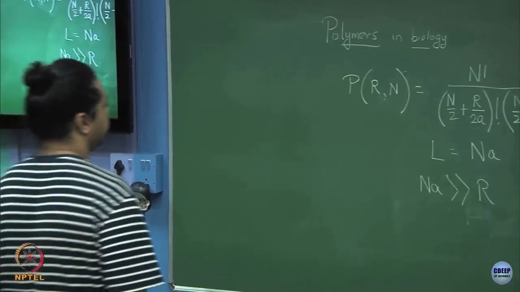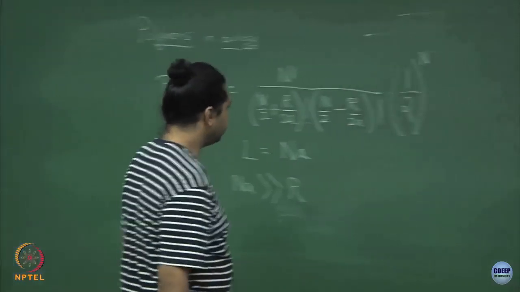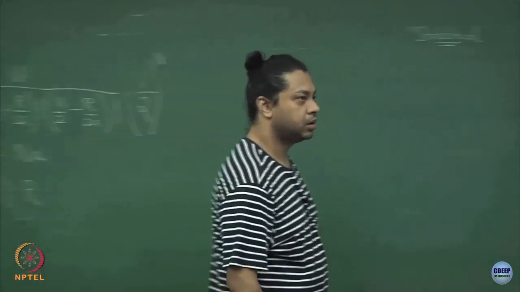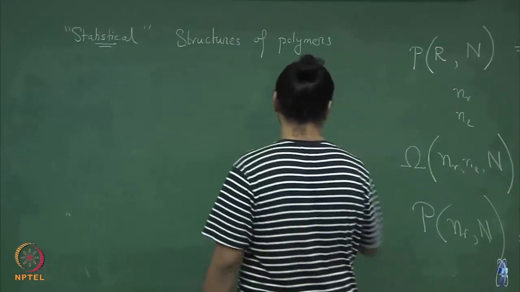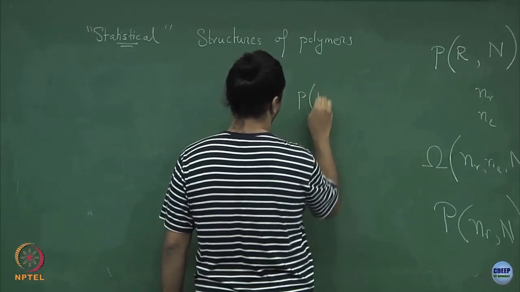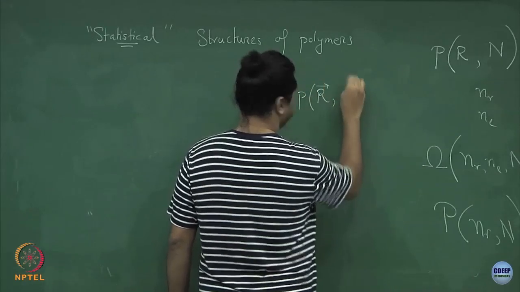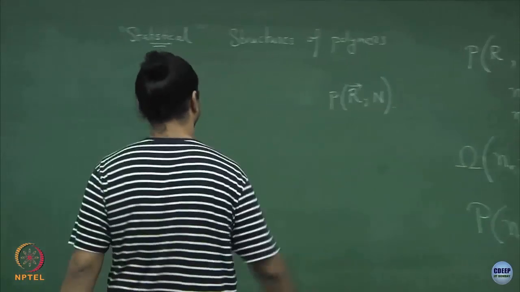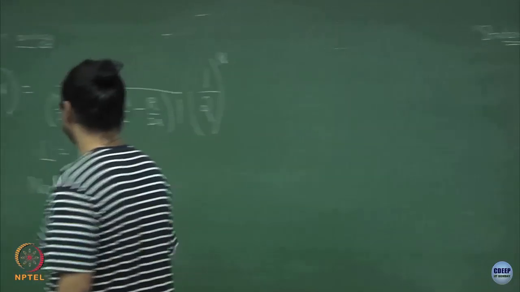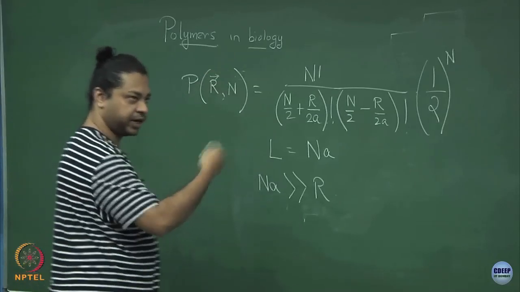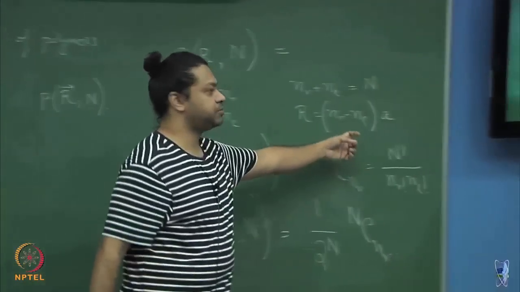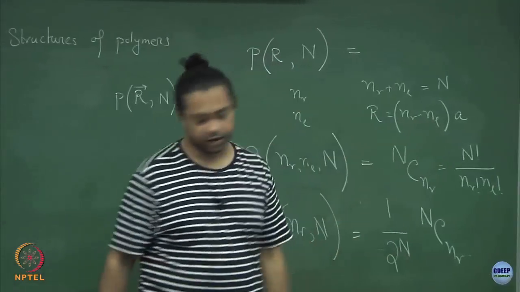Is R a signed quantity? So, it is in principle a vector quantity. Ideally I should write P of R comma N, and in fact when we write 3D polymers that is what we will do. Because I was writing in 1D, but even there it is a plus or a minus, so that if you take more steps to the left you will get a minus sign for the length.